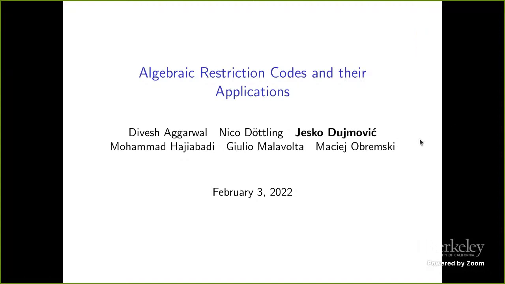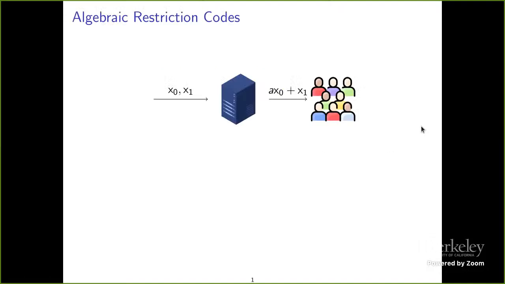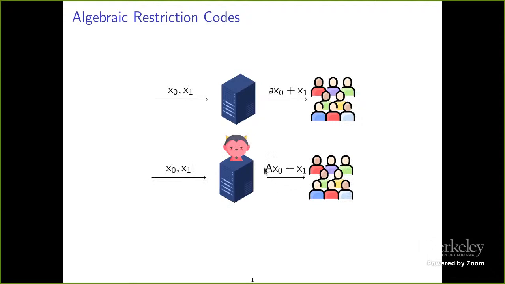Thank you very much. I'll be talking about algebraic restriction codes, which is something we defined in this paper. Those are my co-authors. So imagine you have a device and you want to input two vectors x0 and x1, and it publishes a scalar affine function of those two vectors, a times x0 plus x1. That's what it's supposed to do. However, it can misbehave, and instead of multiplying by a scalar, multiply by an arbitrary matrix A. So this will become a multivariate affine function instead of a scalar one. And we want to prevent this while still allowing the above behavior.